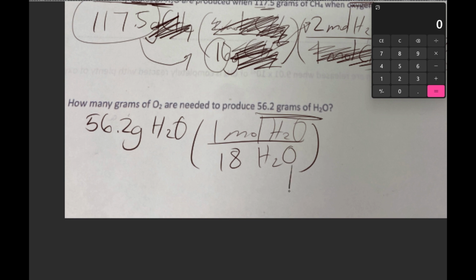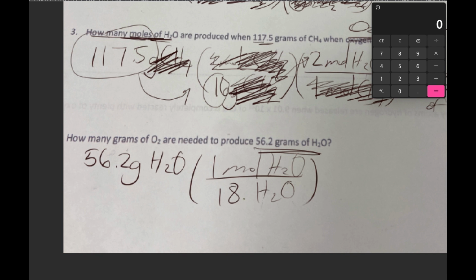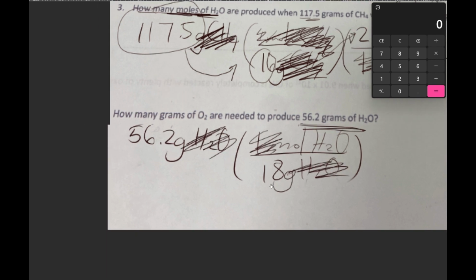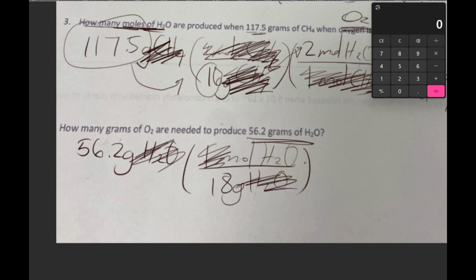How does that work? Well, O has a molar mass of 16. H has a molar mass of 1, multiplied by 2 because of that little guy. What do we get? 2 plus 16? 18. Let's erase all the things that are the same. Cross, cross, cross. Cross, cross, cross. And that one says 1. So then we're going to end up having moles of H2O. Do we want moles? No. We need grams of O2.